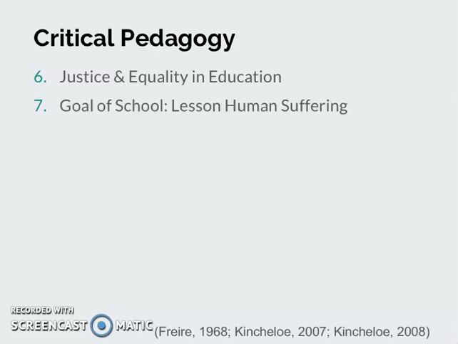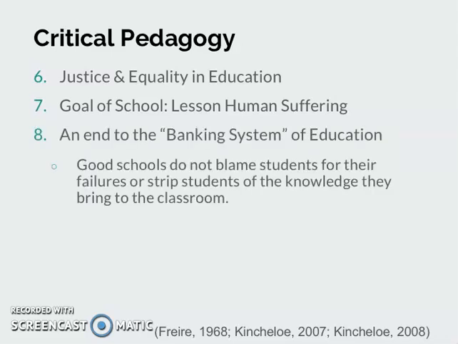The next really important point is that the main goal of school should be to lessen human suffering. And this means to empower students with the tools they need to build the kind of lives that they want. It also really focuses on an end to what Freire called the banking system of education. And the banking system of education was the idea that the teacher is all-knowing and makes deposits of knowledge into the students who passively accept that knowledge. But we know that that's really not how learning works.